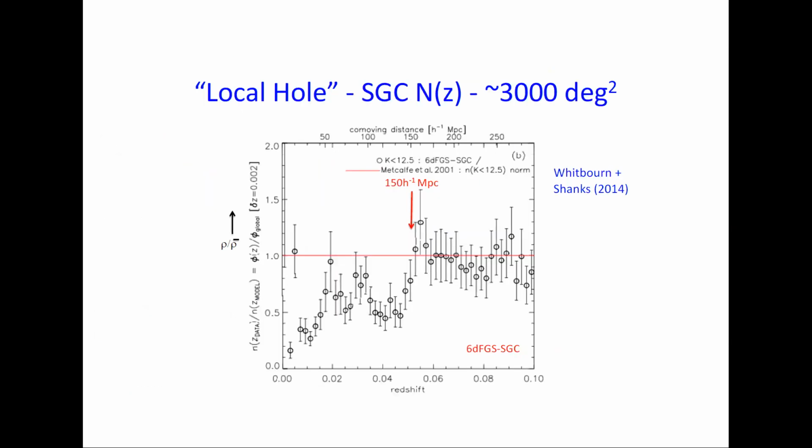So this is just zooming in on that area where you get the biggest effect, and you see that out to 150 h to the minus 1 megaparsec, something like 200 megaparsecs with little h of 0.7, you're seeing this underdensity here, which we're calling the local hole.